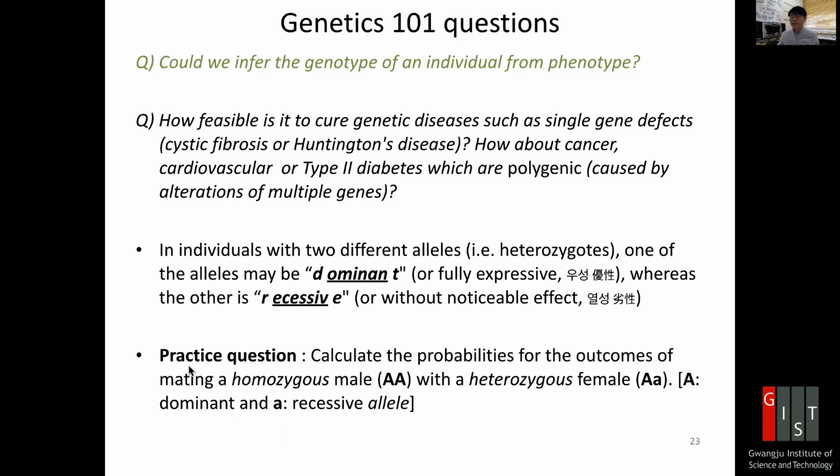Here comes a practical question, which I guess you have already practiced, but just to make sure you know the basics: calculate the probabilities for the outcome of mating a homozygous male having capital AA with a heterozygous female, capital A lowercase a. Capital A usually means dominant, and lowercase usually recessive. Find the probabilities of outcomes for genotype and phenotype.